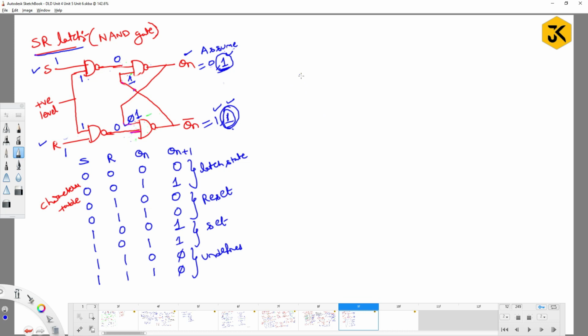Yes or no? Yes. So try to find out the characteristic equation first. So the characteristic equation is, S or Qn you have to take, right? So this is 0 1 0 0 0 1 1 1 1 0. So for what values you got 1? 0 0 1 you got 1, 1 0 0 you got 1, 1 0 1 you got 1, and for this you got don't cares.